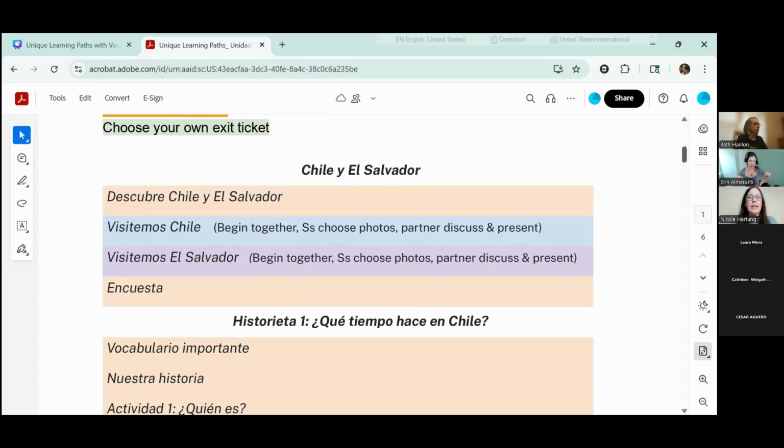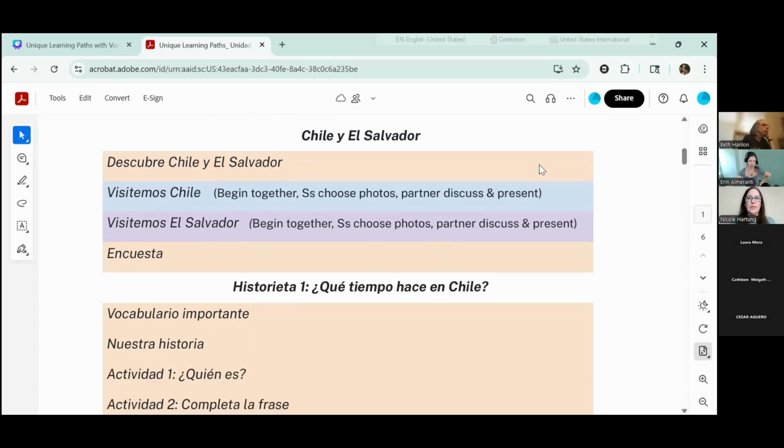So if you can look, you'll see we start with the countries here. So this lovely peach color, right? We're all together when we work through Descubre, and I'm sharing a little bit about each culture. So discovering the countries. But as soon as I get into Visitemos, or let's visit Chile y El Salvador, they are going to have a choice right away.